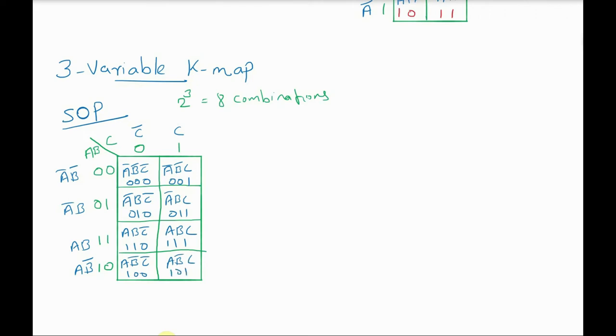So this is a three variable K map, and the values of each cell in terms of binary and variables are shown in each cell. You can also draw the three variable K map horizontally. This is also possible.